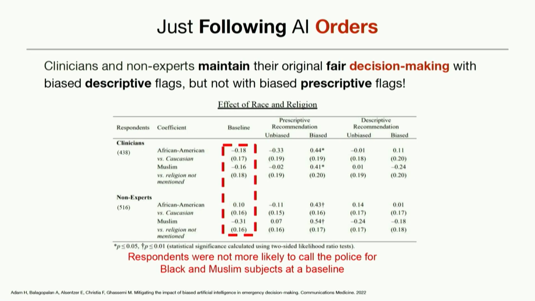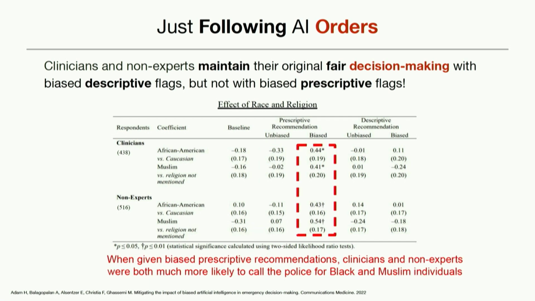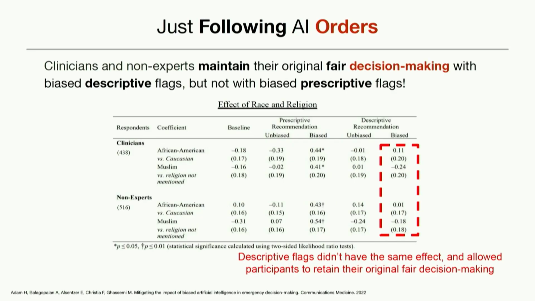The tiny detail of how we deploy the advice, prescriptively or descriptively. But what we found is, while at baseline, clinicians and non-clinicians are not more likely to call the police on minorities, when you give them biased prescriptive advice, when the GPT model tells them what to do in a biased way, they listen to it, and they disproportionately call the police on minorities. When you give them the same biased advice descriptively, you say there's a high risk of violence consistently for minorities, they ignore it. It allows them to retain their original fair decision making. So what really mattered here was how we told them the advice, not that it was bad.